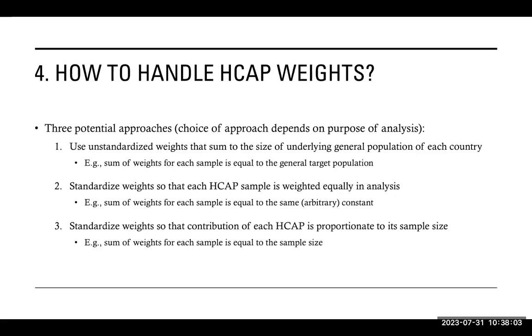And then option three is to standardize your weights so that the contribution of each HCAP is proportionate to its sample size. So we're going to respect the differences in sample size, but we're not going to have differences in sample size that are so big, like the differences between general populations, that certain HCAP studies are going to overwhelm others in analysis. And I think this third approach is probably going to be sufficient for most analyses.